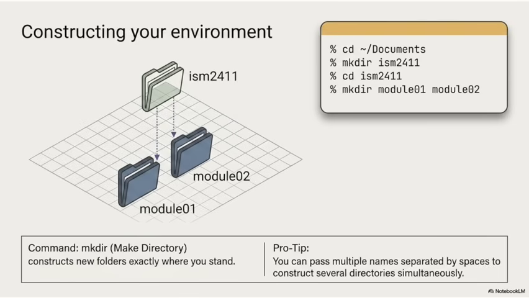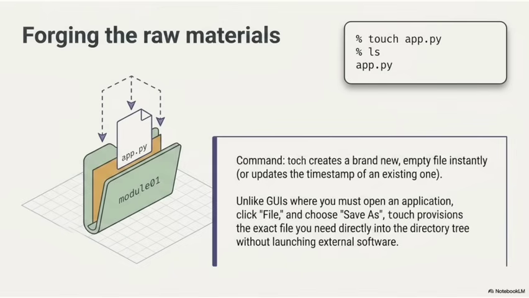The pro tip is important. You can pass multiple names separated by spaces to create several directories at once. mkdir module01 module02 module03 creates all three in one command. This is the kind of efficiency that makes terminal users drastically faster at project setup than GUI users who create each folder one click at a time.